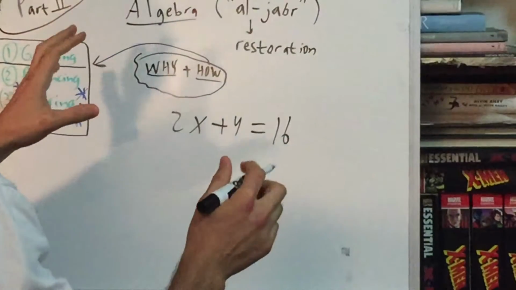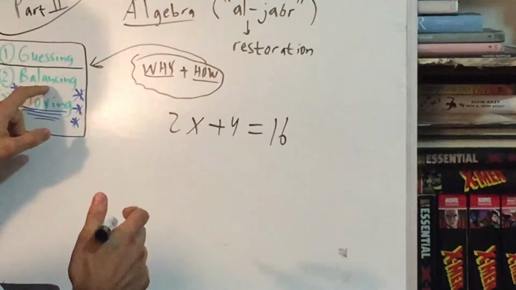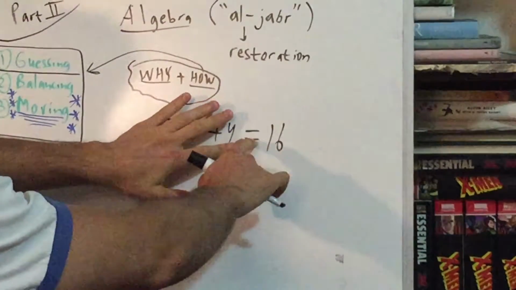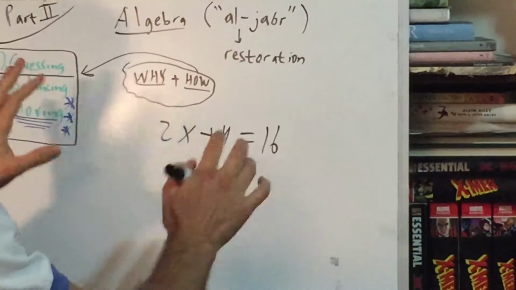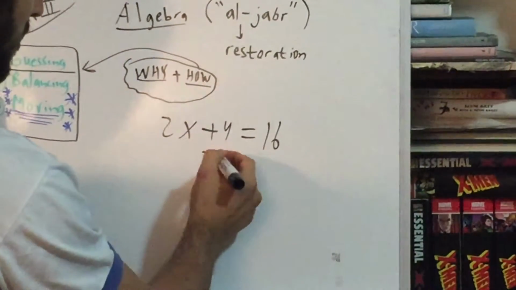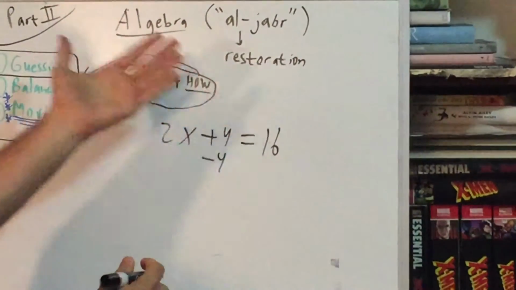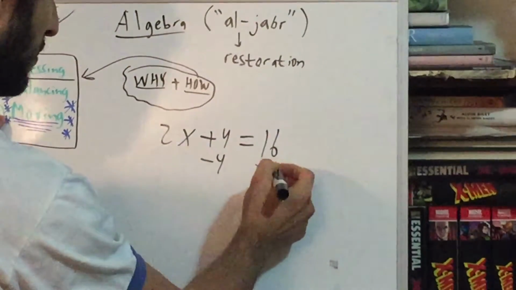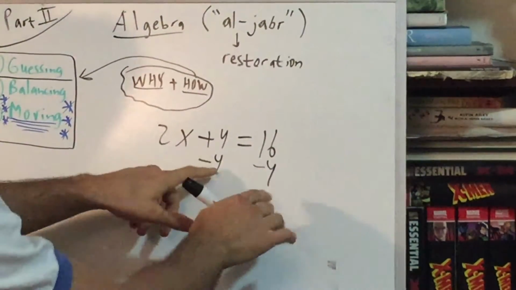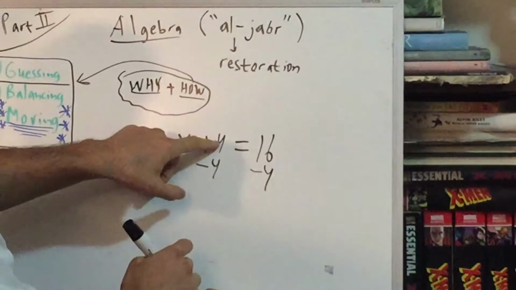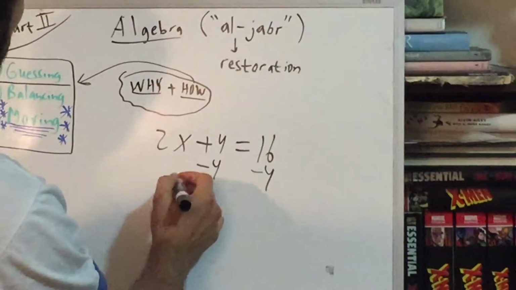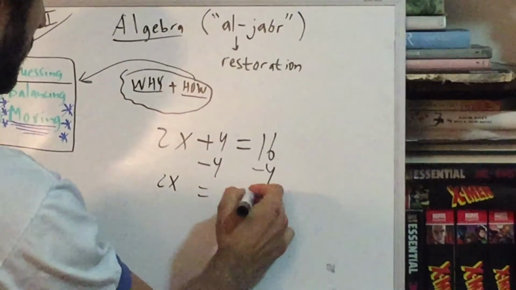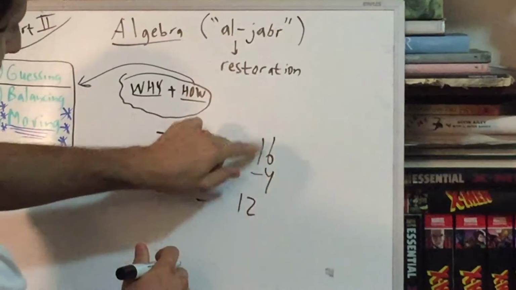So what the balancing method says, well, this is currently balanced because there's an equal sign. So if we want to keep it balanced, we can't just subtract 4 from the left side. So we're going to subtract 4 from both sides. Now, why do we pick subtracting 4? Because I want to undo this to simplify it. So 2x plus 4 minus 4 is 2x, and 16 minus 4 is 12.